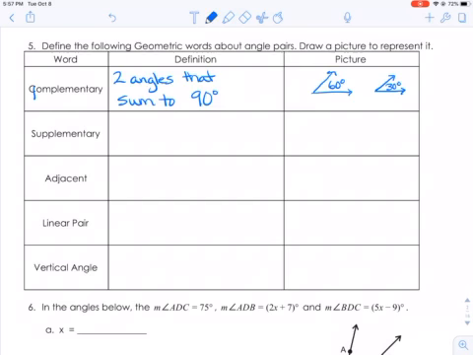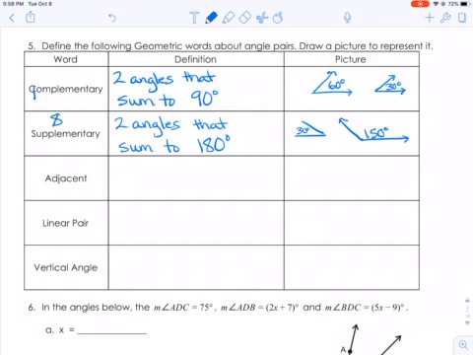Okay, supplementary angles are two angles that sum to 180 degrees. Remember the S, we can change that to an 8 with just a slash, so that's pretty easy. Once again, they don't have to be equal to each other, but we could have, I don't know, let's say this is 30 degrees and then some big obtuse angle of 150 degrees. Okay, when we put those two together, we get 180.